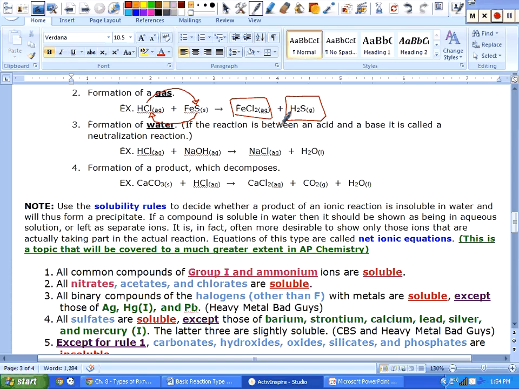No. You have to check your charges. Okay, you got to check your charges on these. I'm telling you, it's going to mess you up if you don't check your charges. Now, is that one balanced properly? No, it is not balanced. So it probably needs to be balanced. It's a simple balance. How do you balance it? A 2 in front of the HCl, and that's it. That balances that. Okay, real simple.